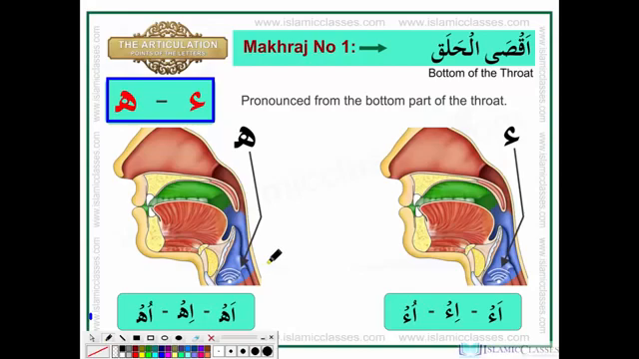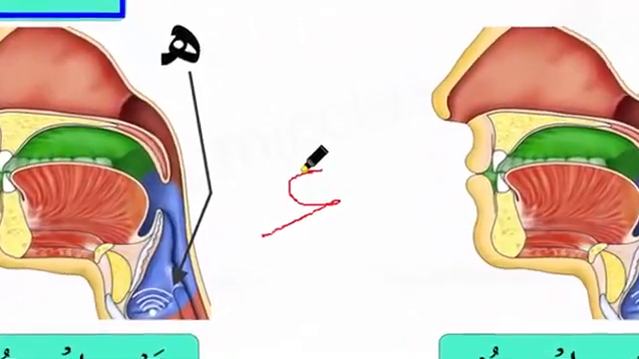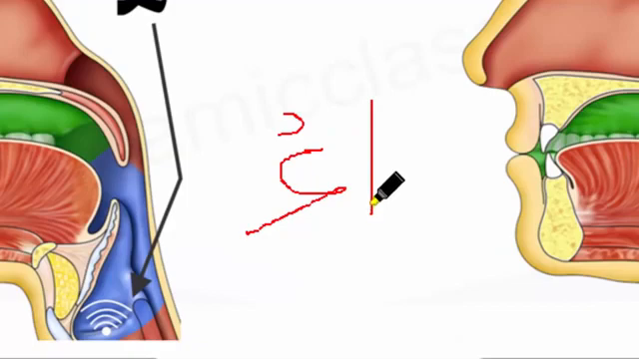And one more thing: if you want to know any letter's articulation point, how can you know that? You have to write down that letter, whose sound or articulation point you want to know. Make sure to put a jazm or sukoon sign on that letter, and connect it with any letter by putting fatha, kasra, or dhamma, which means zabar, zir, pesh.